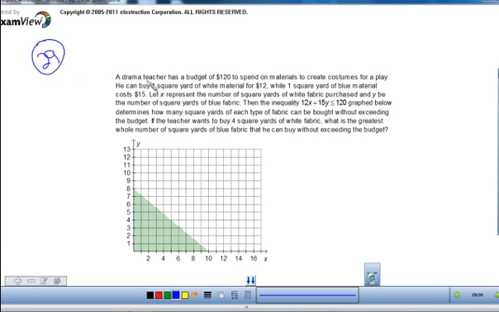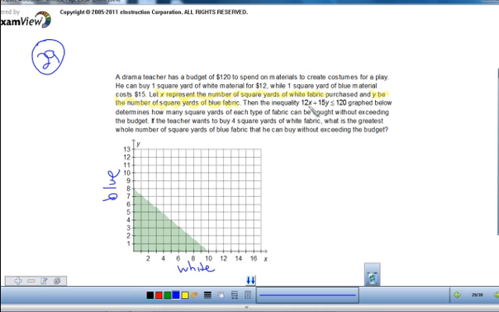Okay, a drama teacher has a budget of $120 to spend on materials to create costumes for a play. He can buy 1 square yard of white material for $12 and 1 square yard of blue material costs $15. Let x represent the number of square yards of white fabric purchased, so that's important. This is the white fabric. And y be the number of square yards of blue fabric. So this is the blue fabric.